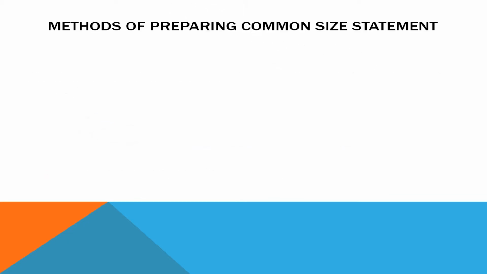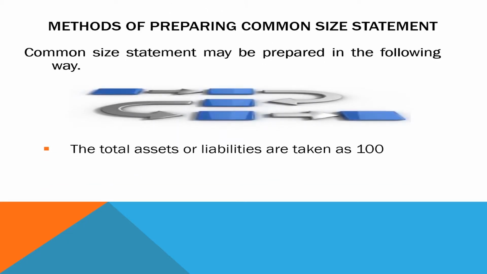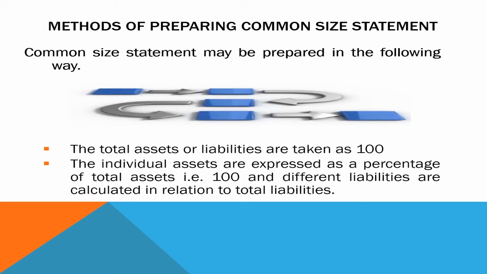Thus, the common size statement may be prepared in the following way. Total assets or liabilities are taken as 100. The individual assets are expressed as a percentage of total assets, that is 100%, and different liabilities are calculated in relation to total liabilities.